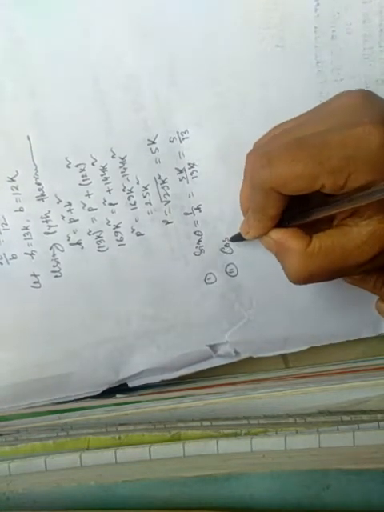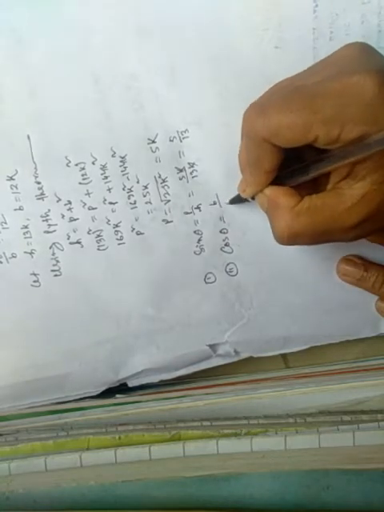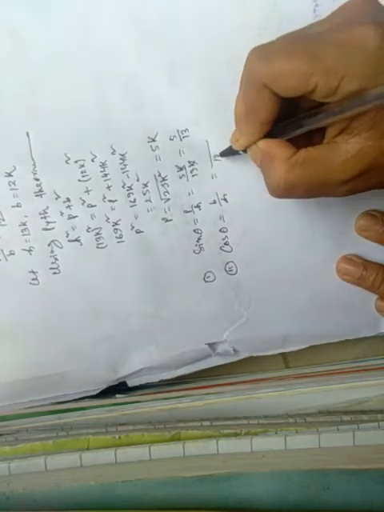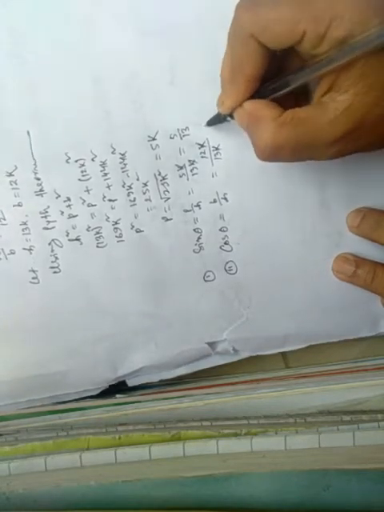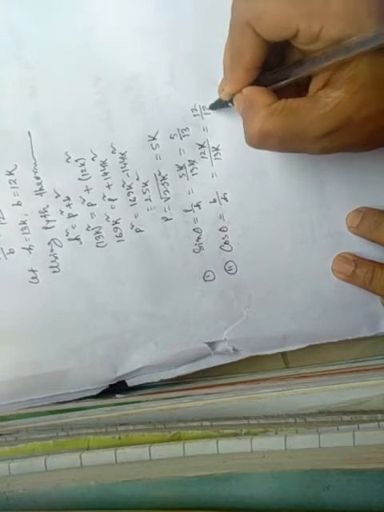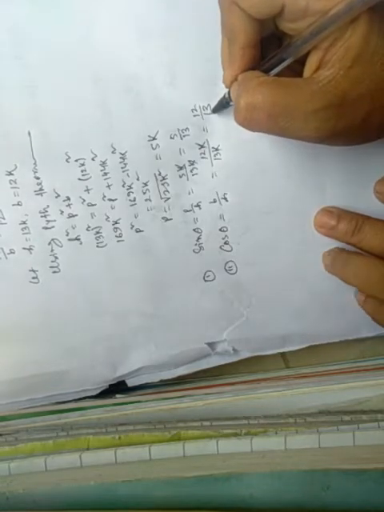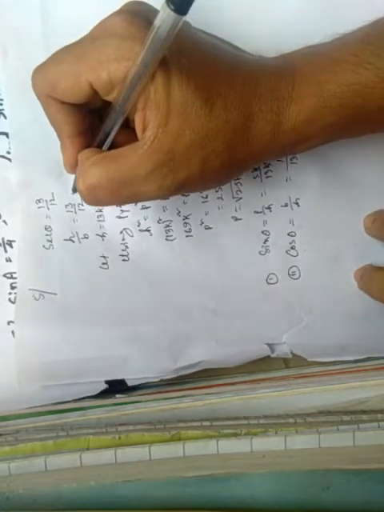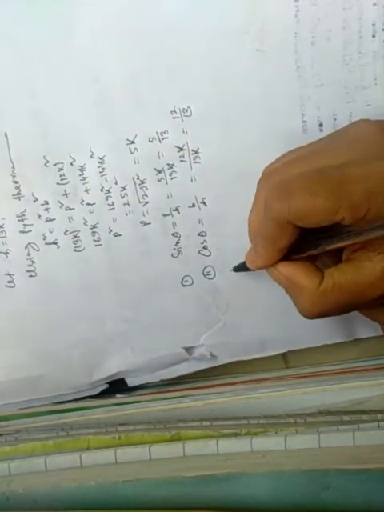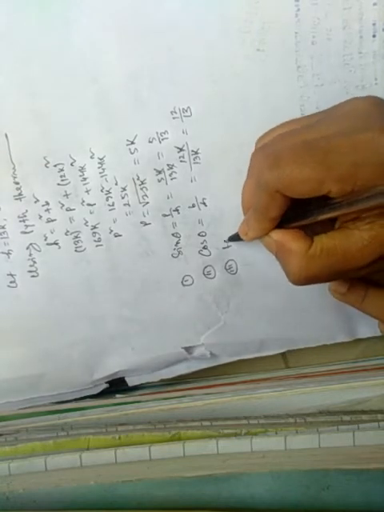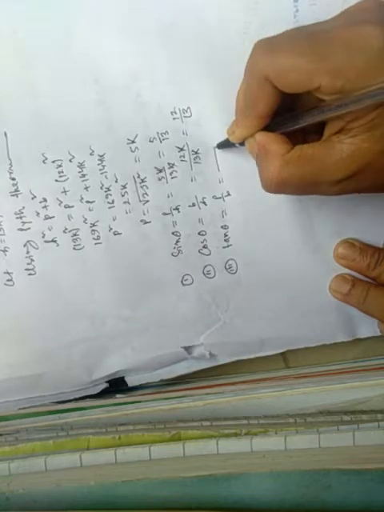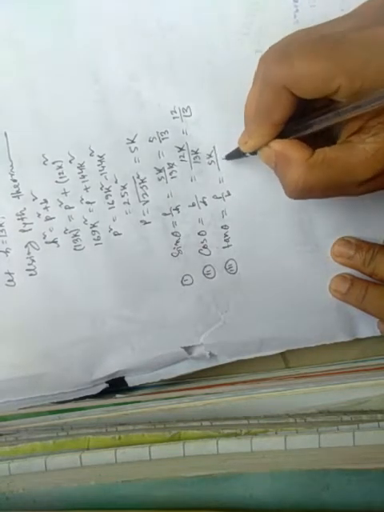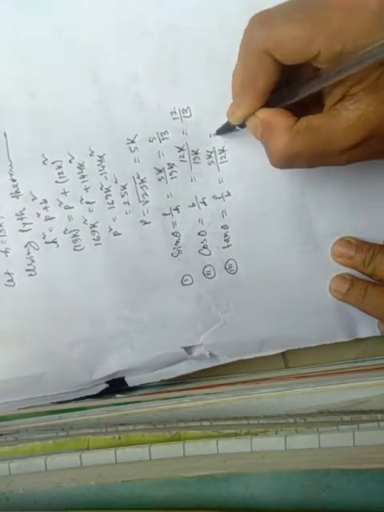Next, cos theta. B by h. H is 13k, b is 12k. K cancels, so 12 by 13. It is the reciprocal of sec theta. Next, tan theta. P by b. The value of p is 5k, the value of b is 12k. K cancels, 5 by 12.